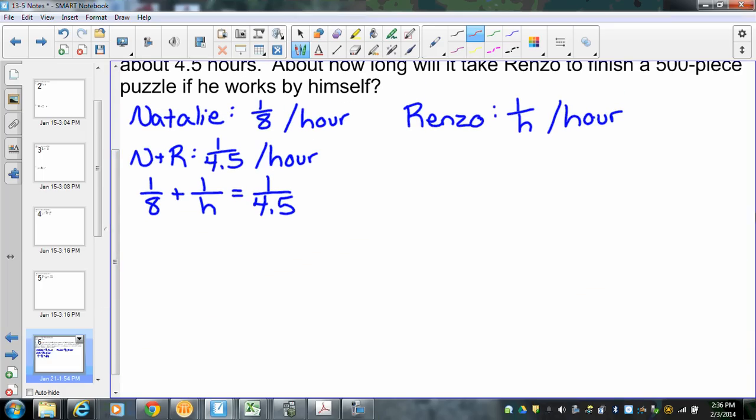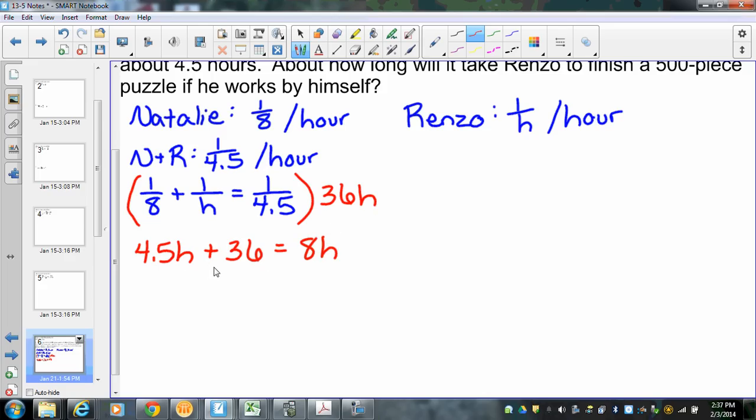And if you remember from this video, the first thing we would want to do is multiply through by a least common denominator in order to get rid of those fractions. So your least common denominator, if you take 8 and multiply it by 4.5, you should get 36, and then of course the h. So our least common denominator is 36h. So when I take 36h and multiply it by the 1/8, that gives me 4.5h plus 1/h times 36h is 36, and 1/4.5 times 36h is 8h.